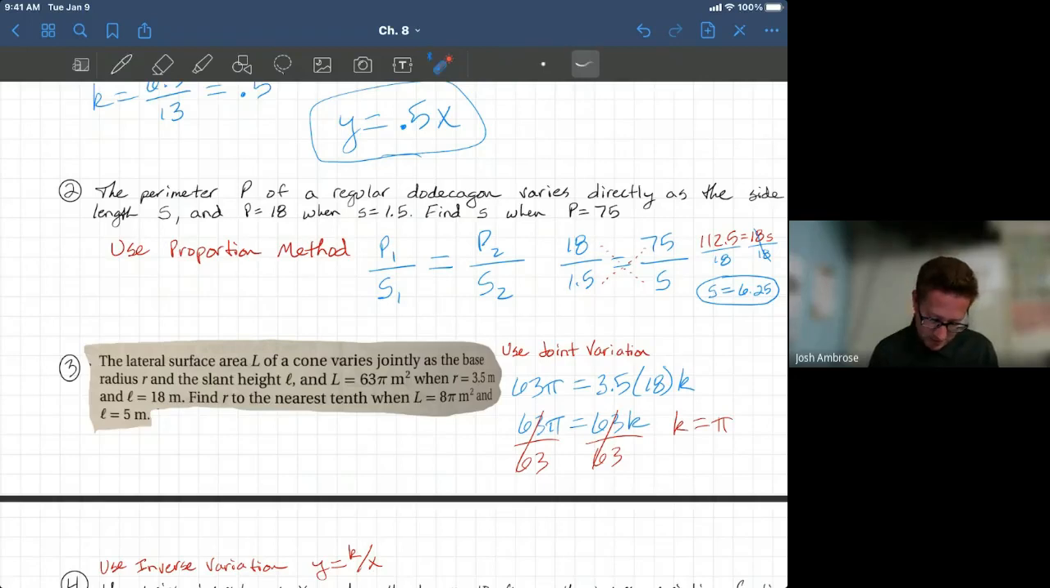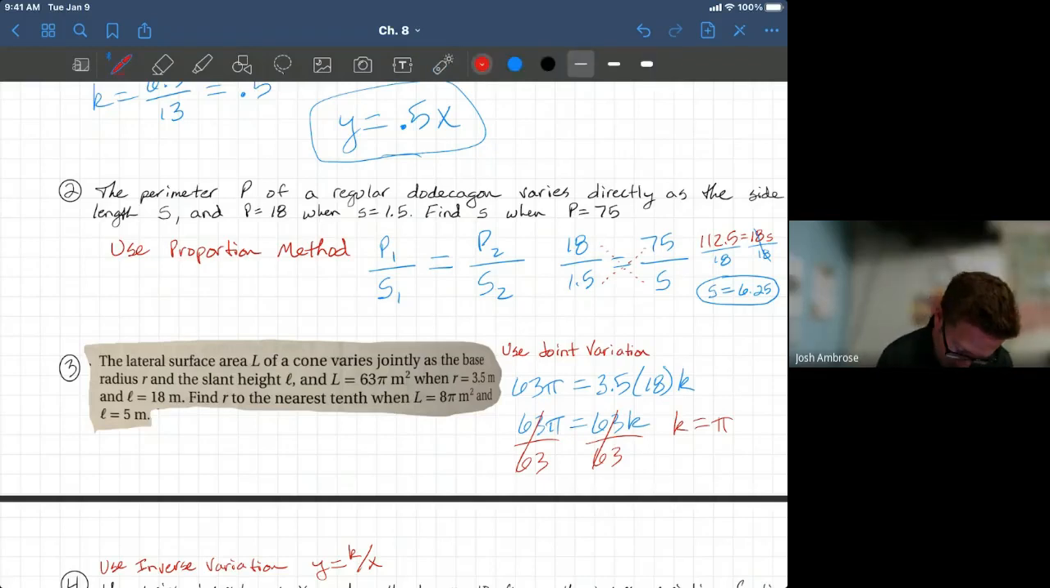Remember that, because now we need to plug that into the second joint variation equation. That's given to us down here. Here's L. Here's the slant height. We don't know R, but we do know what K is. So let's plug in K, slant height, and solve for R.